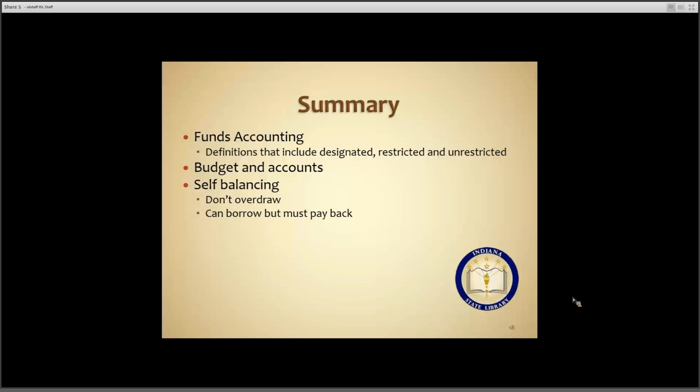Knowing how funds operate helps with understanding transfers. This gives you a picture of the overall financing of the library from a variety of funds. Each fund has to be tracked with a budget and accounting.